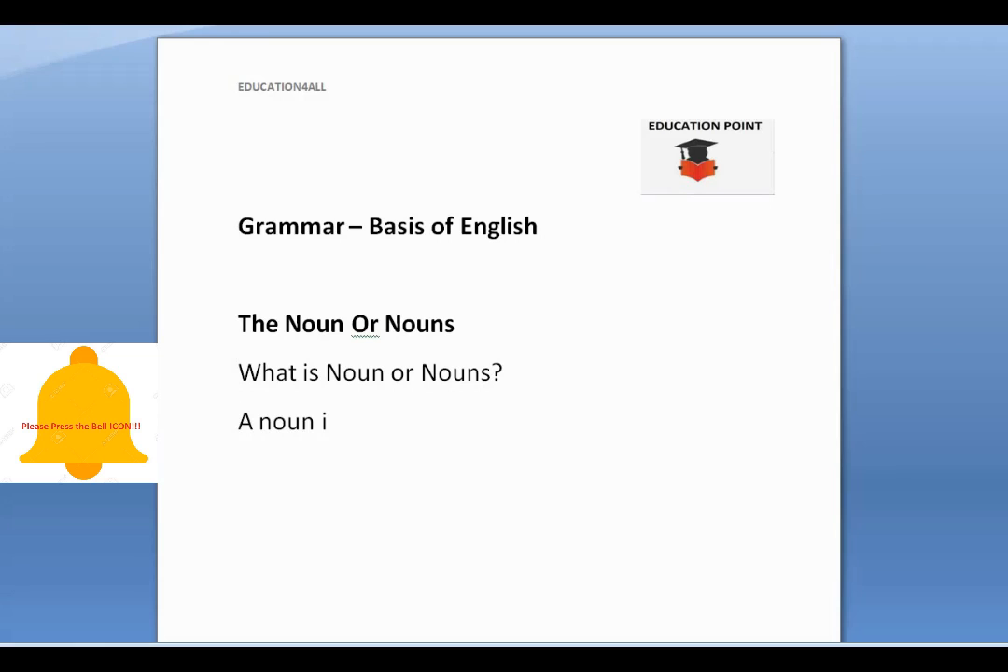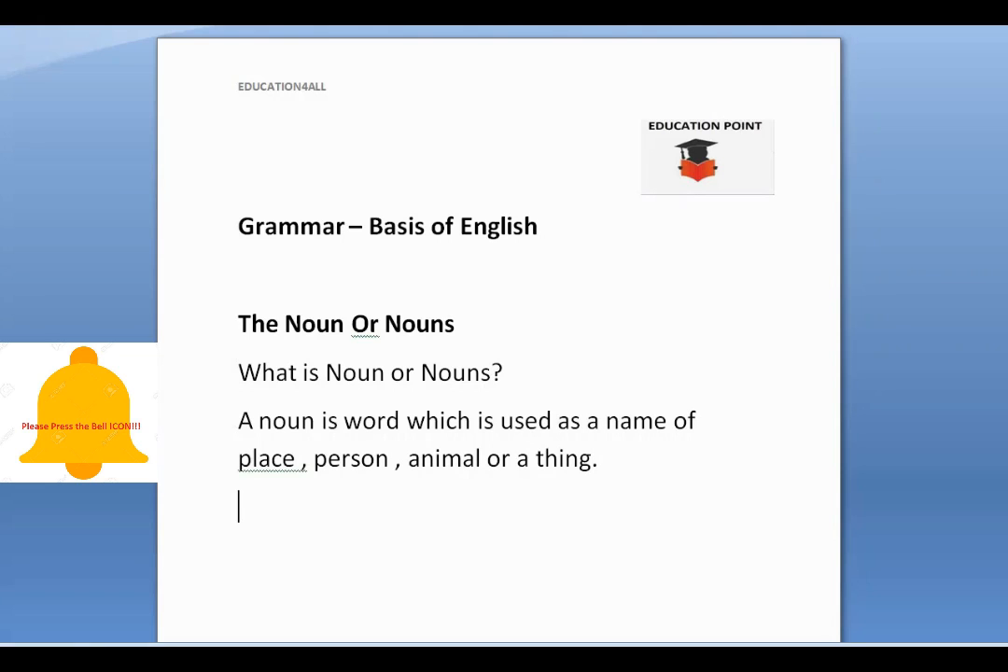A noun is a word which is used as a name of place, person, animal or a thing. So from the definition we can understand a noun is a word which is used as a name to define a person, place, animal or a thing. Basically, it's a naming word. So we can say nouns are naming words.